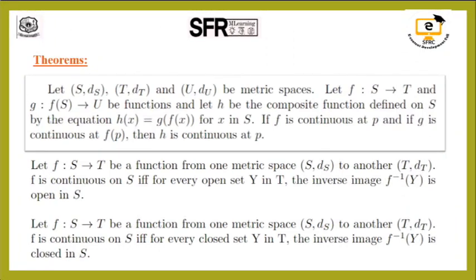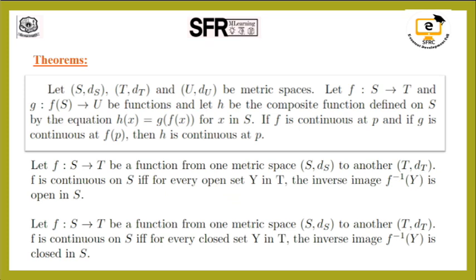Next are some theorems. In the first theorem, we have three metric spaces S, T, U with metrics ds, dt, du respectively, and two functions f from S to T and g from f of S to U, and h is the composite of the two functions g and f. If f is continuous at the point P and g is continuous at the point f of P, then our composite function h is continuous at the point P. So this theorem says that the composition of two continuous functions is again a continuous function. The next theorem connects continuity and open sets.